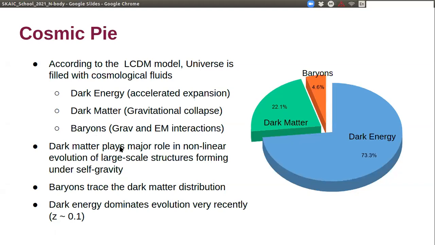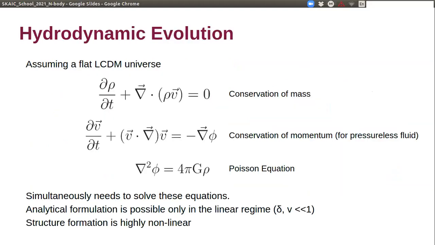The dark matter plays a major role in the nonlinear evolution of the large scale structures, and we are going to concentrate only on the evolution of the perturbation in the dark matter. You have already seen these equations in the morning, which govern the evolution of this cosmological fluid, where rho is the density, v is the peculiar velocity, and phi is the gravitational potential.